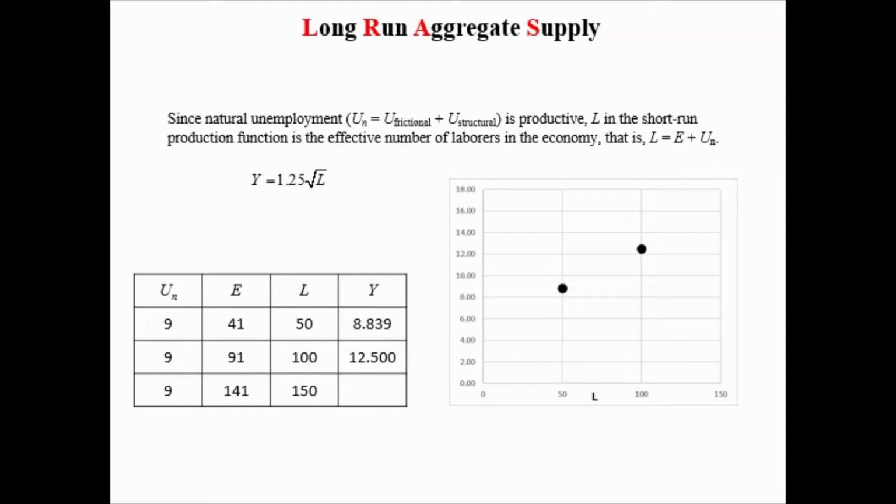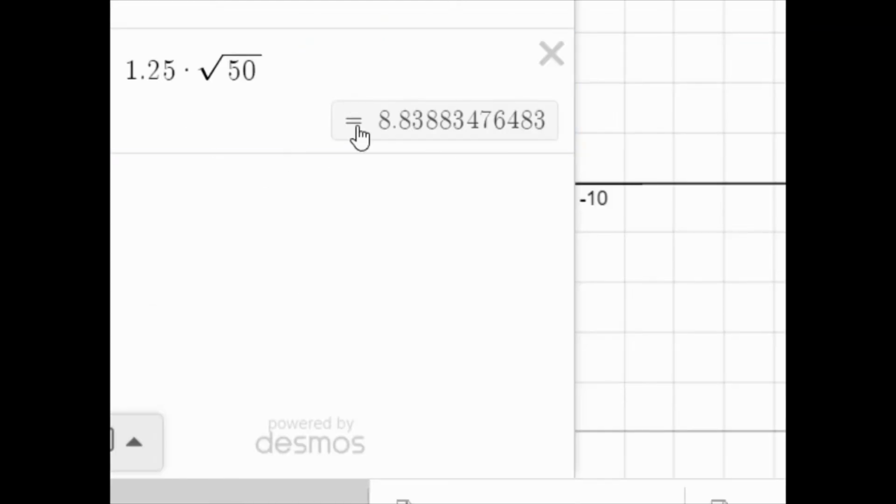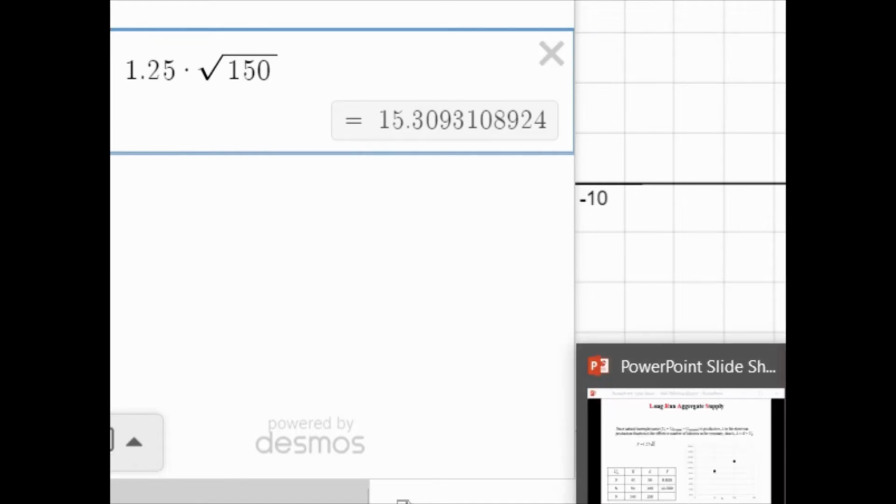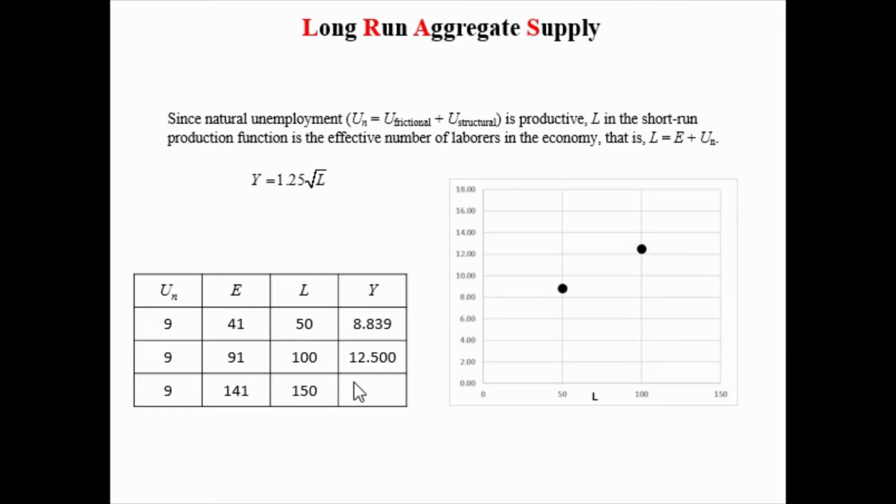Going back to Desmos, we'll change this to 100 right here. And we get a GDP level of 15.309. Okay, then we're going to plot that point out here. So the 100 million effective laborers, we get 15.309. And we connect the dots with a curve, right?